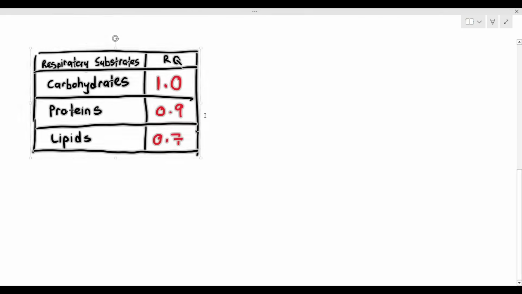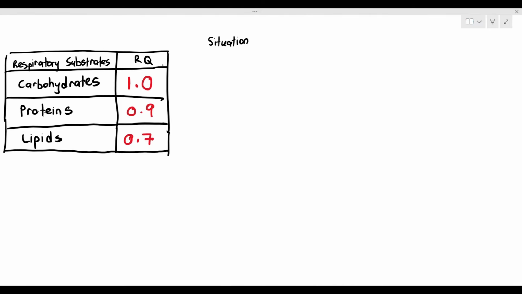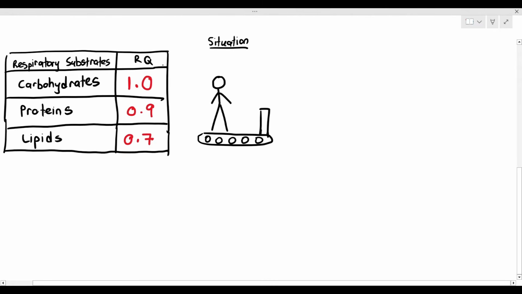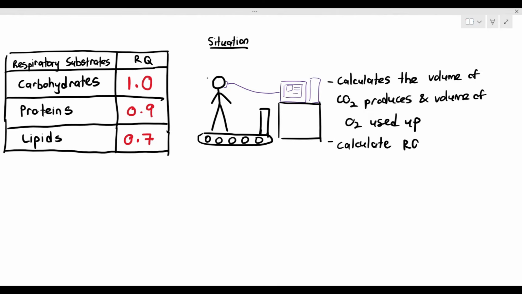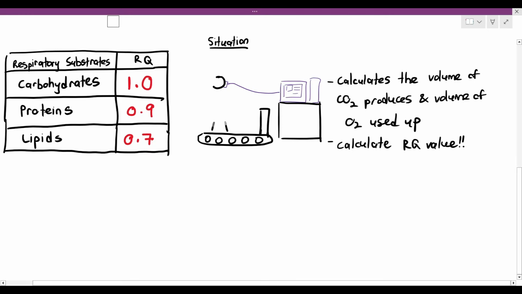Imagine for a second the person is standing on a treadmill. You know those treadmills, those stationary machines that people run on. It looks like a hamster wheel. Yeah. So imagine in this case here, the person has a mask attached to their face, and the mask is attached to a machine, and the machine is able to calculate the volume of CO2 the person produces and the volume of oxygen the person uses up. And the machine will then be able to immediately calculate the RQ value.